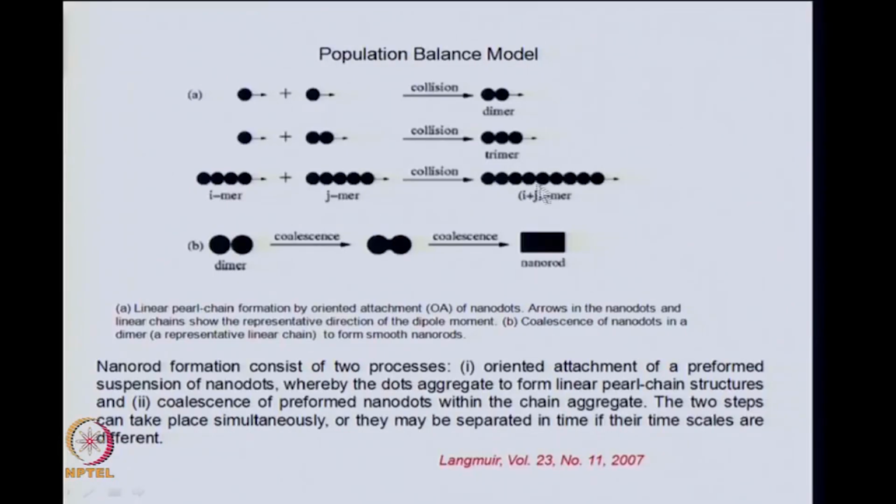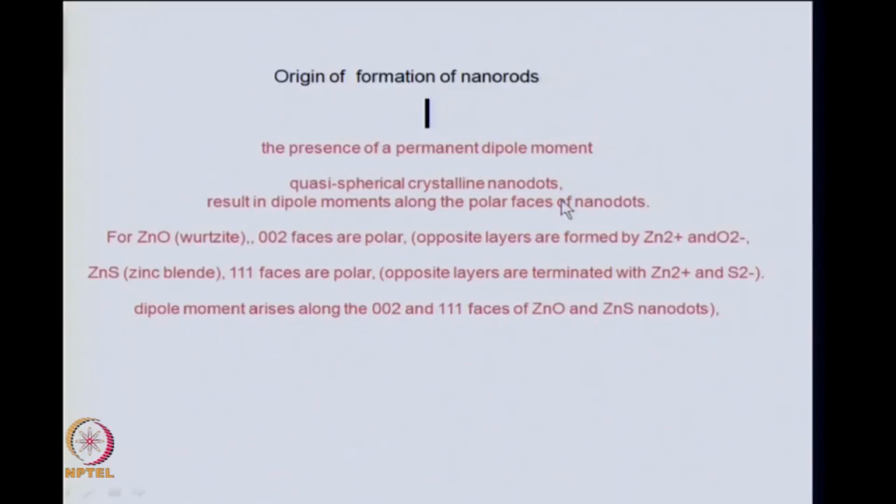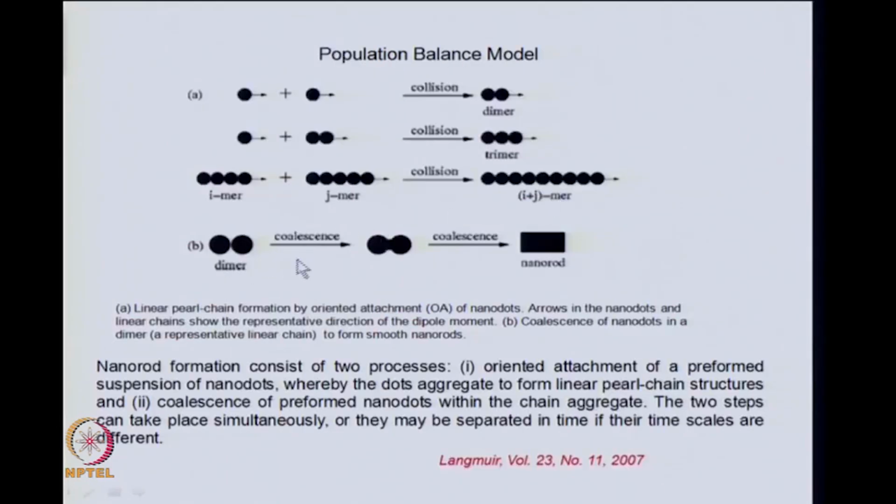So, these are like a pearl string, each aligned next to each other in a linear fashion, and after some time they coalesce, and as they are coalescing this neck formation is there, and finally, they give the nanorod. So, this kind of a linear pearl chain formation is happening through the oriented attachment of nanodots. So, these nanodots, whenever there is a trimer, one more nanodot can come and align itself here.